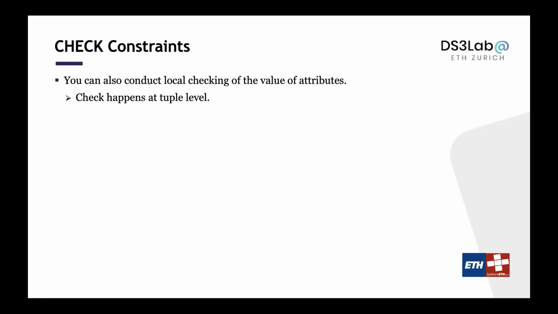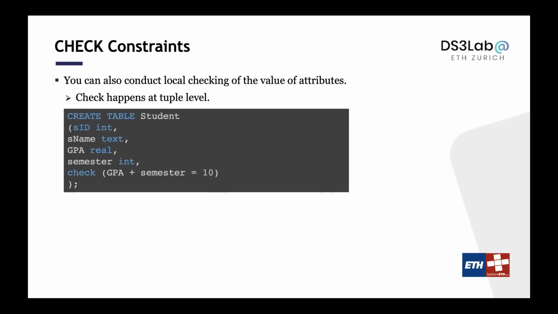Another thing about check constraints is that by default, the check happens at tuple level, meaning that every single time you change a tuple, it's going to check this constraint. So let's look at this case. This is not a good constraint, but it's okay for this example. Assume I have student ID, student name, GPA, semester. For whatever reason, I have a constraint saying GPA plus semester equals 10, which is a pretty bad thing to do, I guess. But assuming you have that for whatever reason, let's look at the following examples.